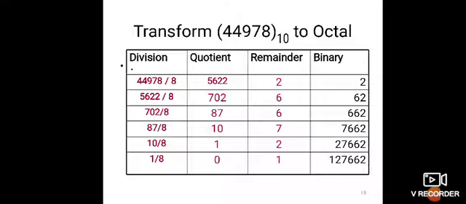So 5622 divided by 8, we get 702. The remainder is 6. It will be written down in the reverse fashion. 702 by 8 gives 87, remainder 6, and so on, up till whenever we get 0 in the quotient column, we stop our process, like whatever we have done in the binary number system. So 1 by 8, the quotient will be 0 and the remainder is 1, and the equivalent octal representation of 44978 is 127662.